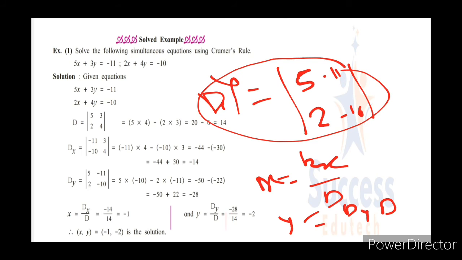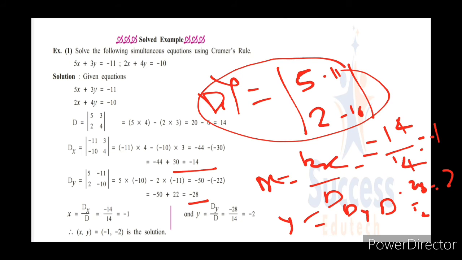So after replacing the values, we get dy equal to minus 28 and dx equal to minus 14. So x equals minus 14 divided by 14, we get minus 1, and y equals minus 28 divided by 14 equals minus 2.